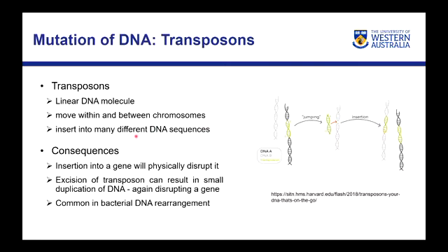So what are the consequences of this? Well, as with the viral and bacteriophage DNA, insertion of the transposon could physically disrupt genes if it went into a gene. Excision of the transposon can result in small duplication of DNA. Again, this will disrupt the gene. But it is common in bacterial DNA rearrangement.